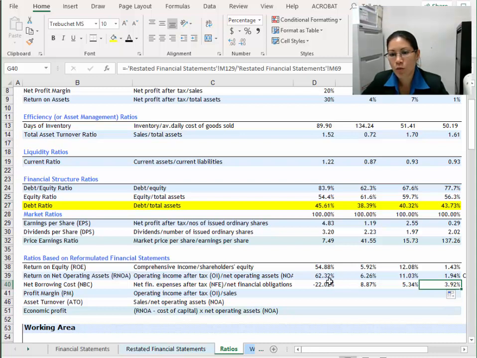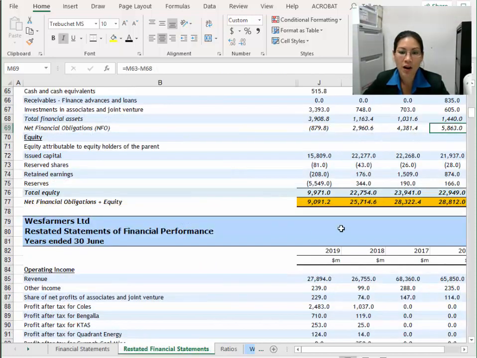So for Wesfarmers, if we're looking at this, they start off with 3.92% as a borrowing rate. So not too bad, but the trend is starting to increase, okay? So it goes to 5.34%, then up to 8.87%. And then in 2019, we get this negative figure. Now that's because simply I have turned it into net financial assets.